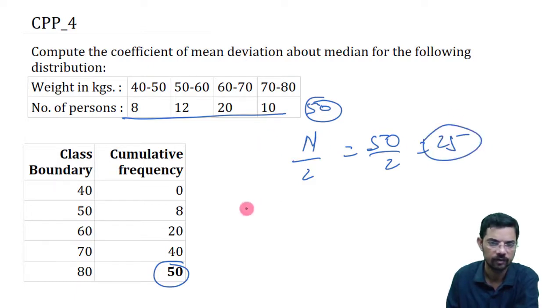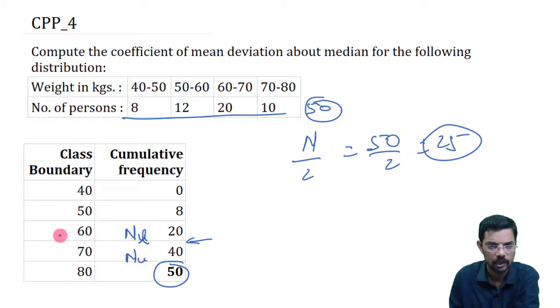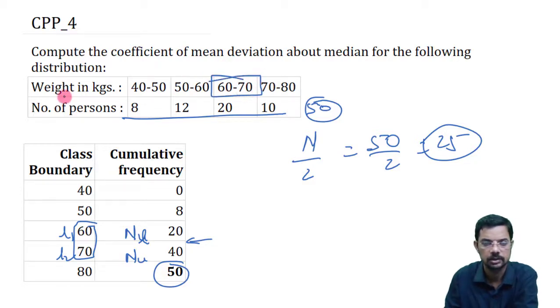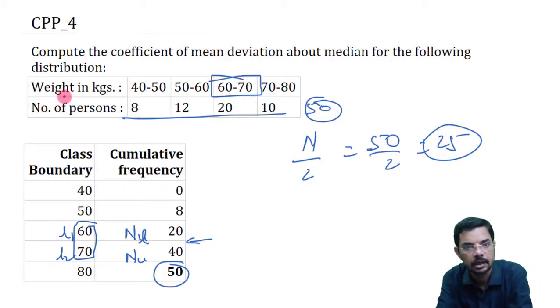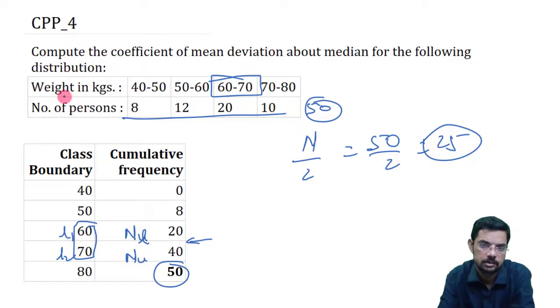Where does 25 lie? Here. So it lies between 20 and 40. Okay, so this is your NL, and this is your NU. This is your L1 and this is your L2. This is the median class. 60 to 70 is the median class.